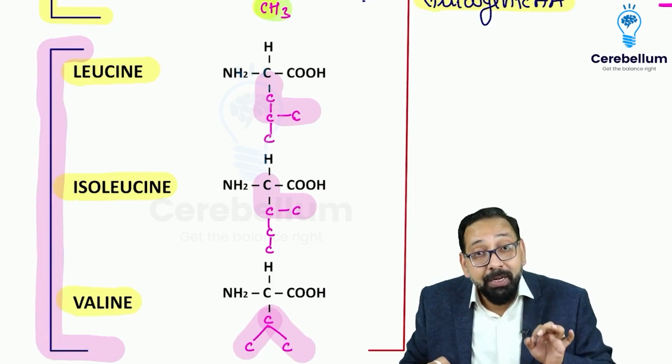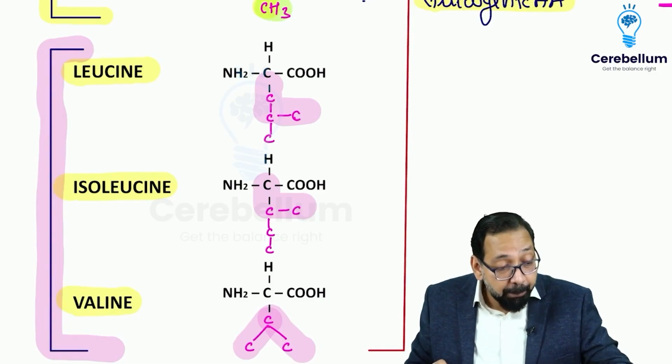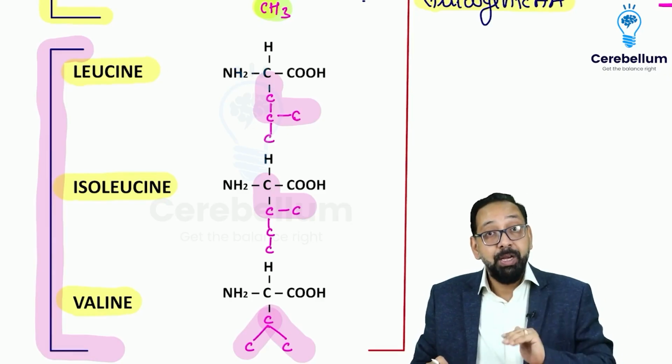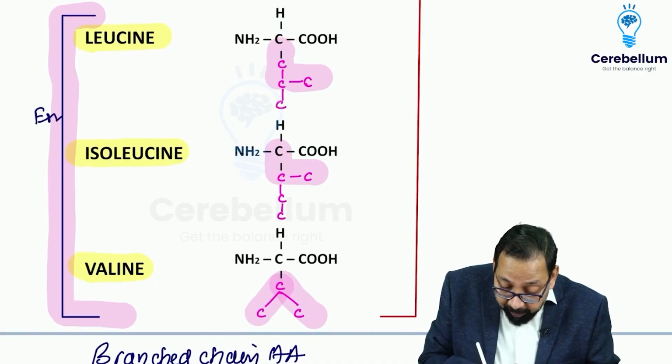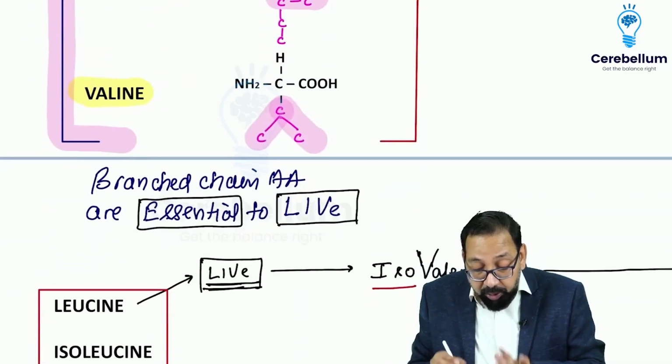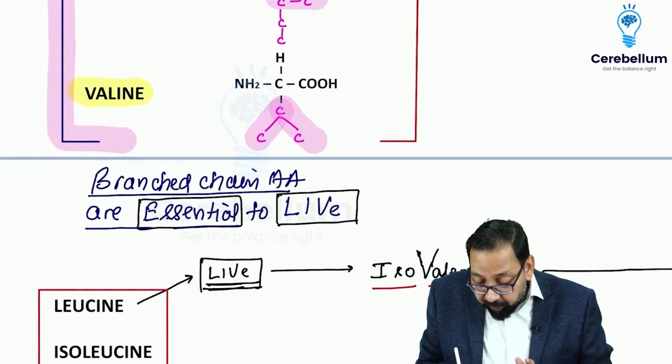And you know that branching is not a simple process. You can't synthesize branched chain amino acids in your body. So these three branched chain amino acids are essential. And the mnemonic is: these three are essential to LIVE. Branched chain amino acids are essential to LIVE.